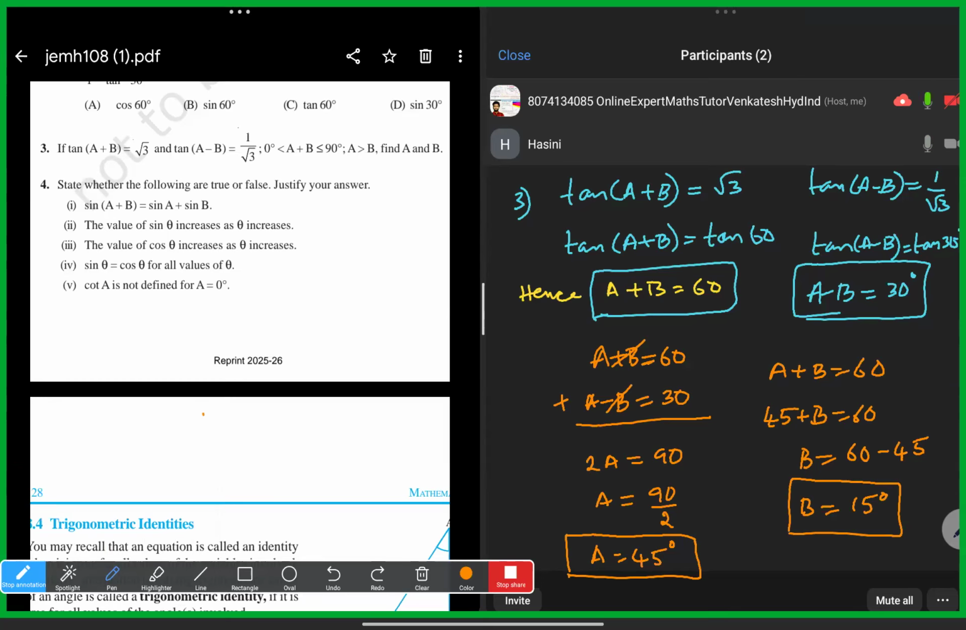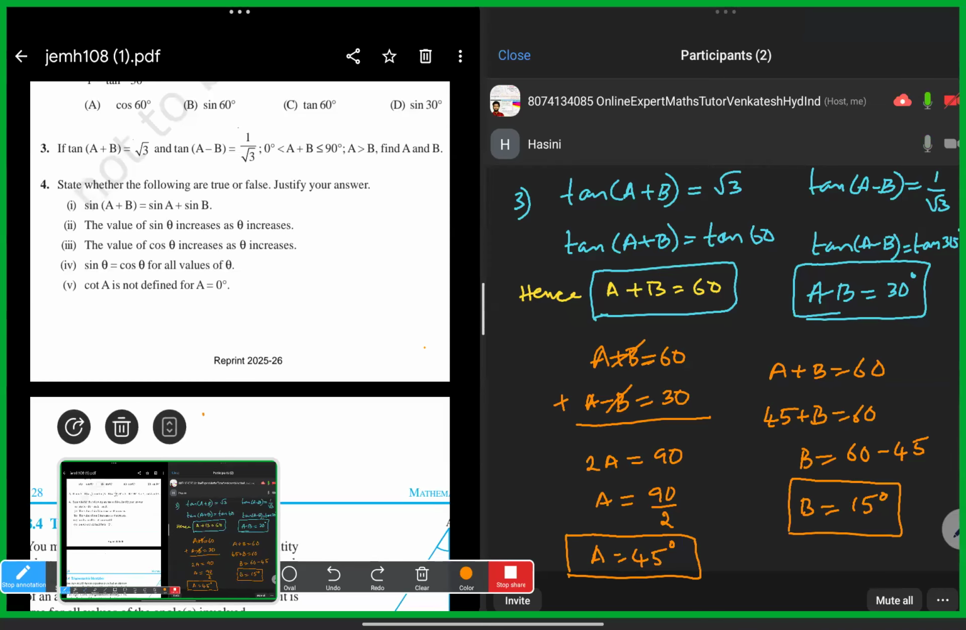And a plus b, if you check, is clearly between 0 degrees and 90 degrees, Hasni. Okay? So just for confirmation, once you check the back answer, a is 45, b is 15 degrees. Yes, sir. That is correct.